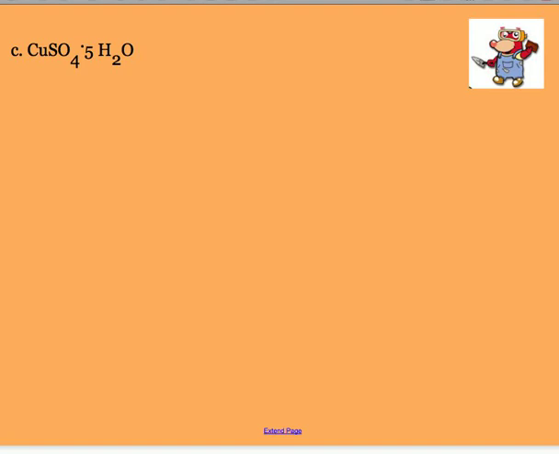Last one, formula mass, I want you to see is one where you have a hydrate. So there's a couple of different ways you can do this. You can either do the copper sulfate by itself and then do the water, or you can put it all together. I'm going to do the copper sulfate by itself and then add it. So if I look at just copper sulfate and ignore the water for right now, I have 1 copper, it's 63.5. I have 1 sulfur, it's 32.1.